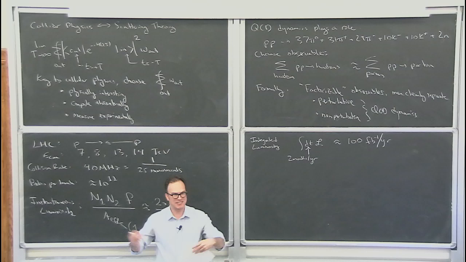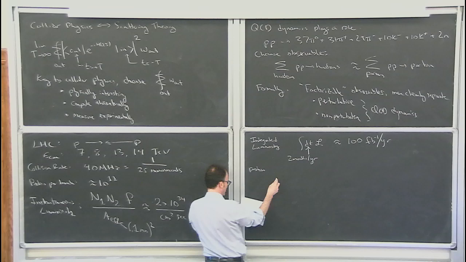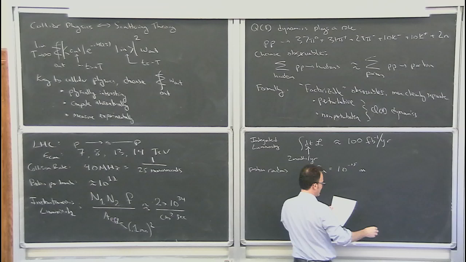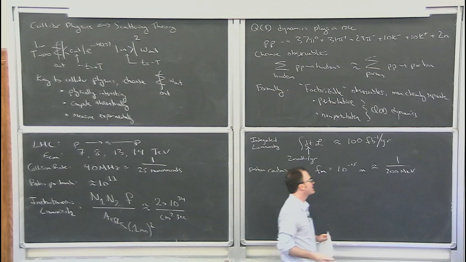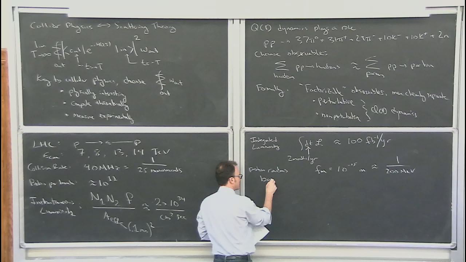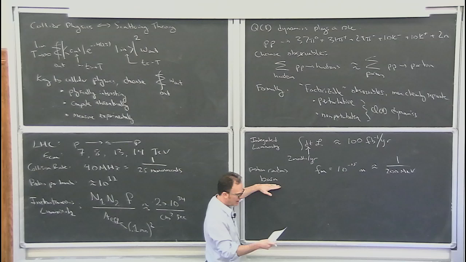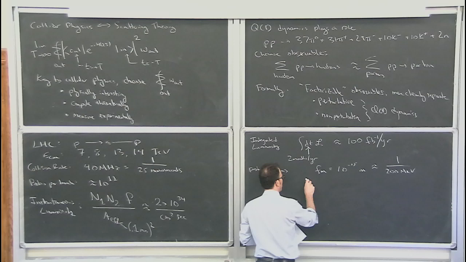We can try to estimate this the following way. What is the radius of your proton? The radius of a proton is a femtometer, roughly, so 10 to the minus 15 meters. And if I want to convert this in natural units to an energy scale, it has a corresponding energy scale of 200 mega electron volts. It is convenient to talk about cross sections in units that are close to the proton radius. A barn is a unit that we use to talk about cross sections, and a barn is 100 femtometers squared, so it has units of an area.